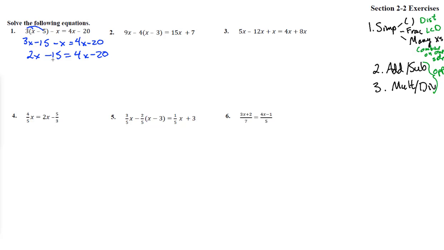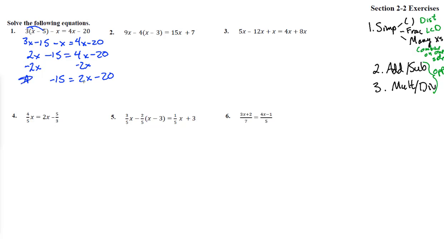All right. But we got to combine them all on one side, so we have to get rid of either that 2x or that 4x. One of them must go. So pick one and subtract 2x from both sides, and we get negative 15 equals 2x minus 20.